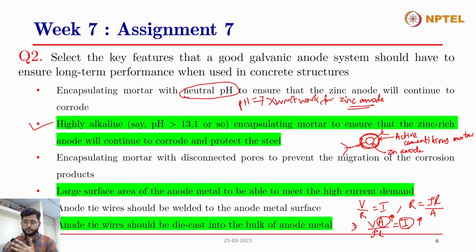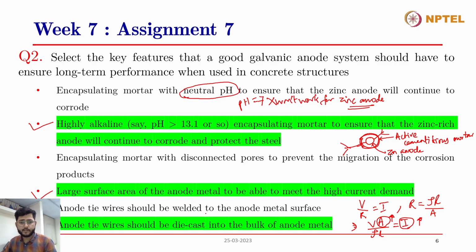So therefore, if we want a higher amount of current to flow, then we have to place a large number of galvanic anode systems, or else we can have galvanic anode systems that have a larger area, so that we reduce the number of these anode systems that we have to place in order to meet the same current demand. So this is again true. Large surface area of the anode metal will be able to meet the high current demand.